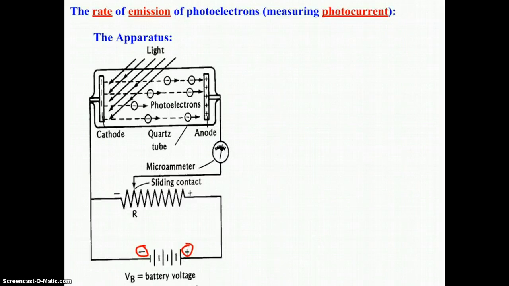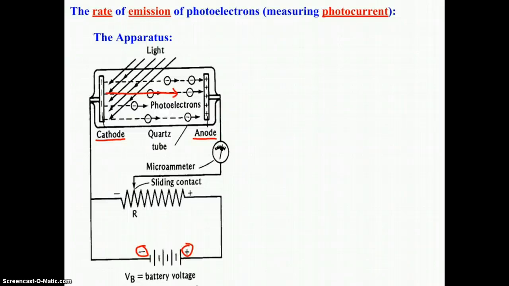The left plate, therefore, is negative. The right plate, therefore, is positive. The negative plate called the cathode, the positive plate called the anode. The light in the photoelectric experiment is shone on the negative plate. The light, if the frequency is great enough, we'll talk about that later, kicks electrons off of the metal, and because electrons are negatively charged, they are repelled by the negative plate and attracted to the positive plate.